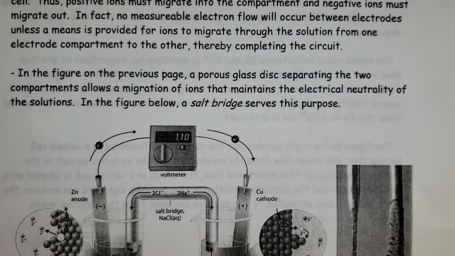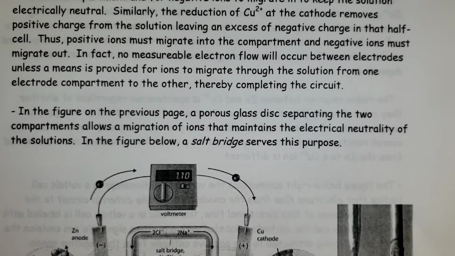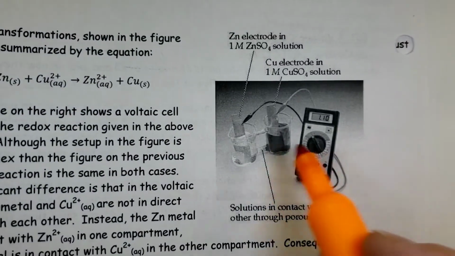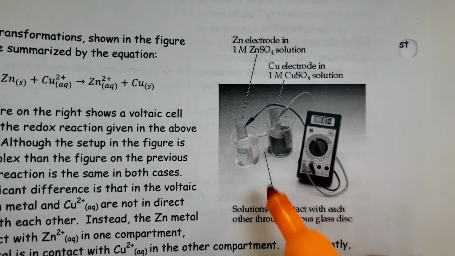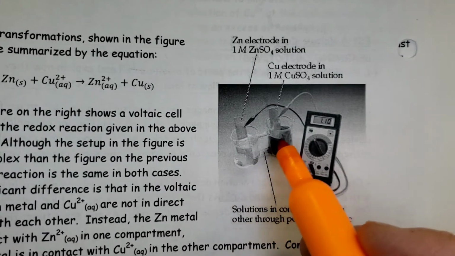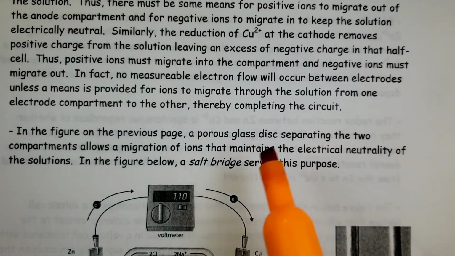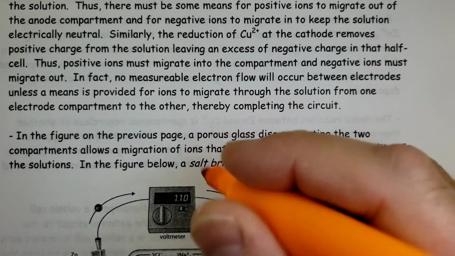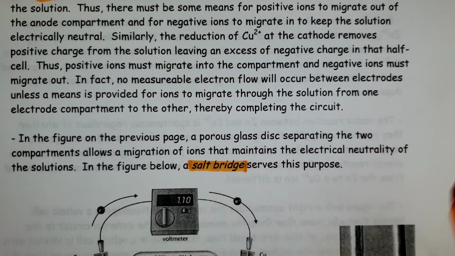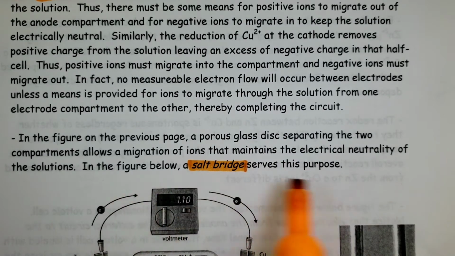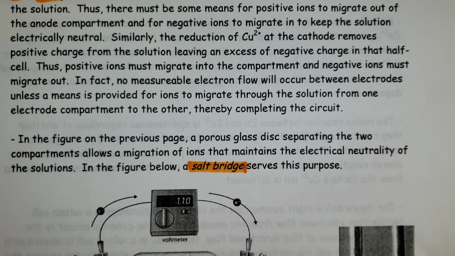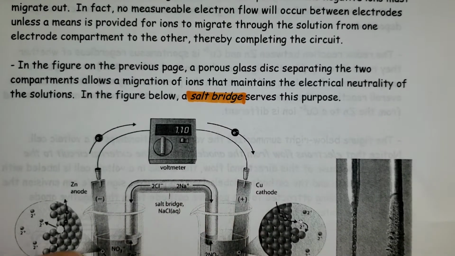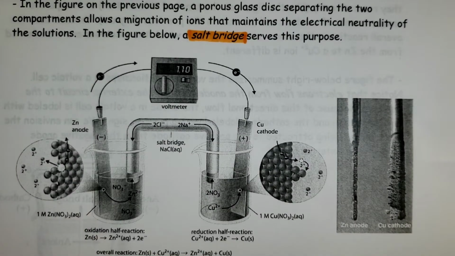So in the figure on the previous page, a porous glass disc was used. If you look over here very carefully, there is a little area in which the 2 solutions could mix. Over here, though, another way you could do it is by using a salt bridge. So in the figure below, a salt bridge serves that purpose. It could be sodium chloride, for example, that has sodium ions and chloride ions.